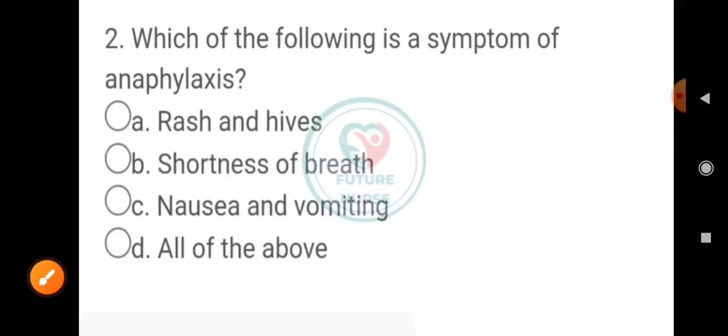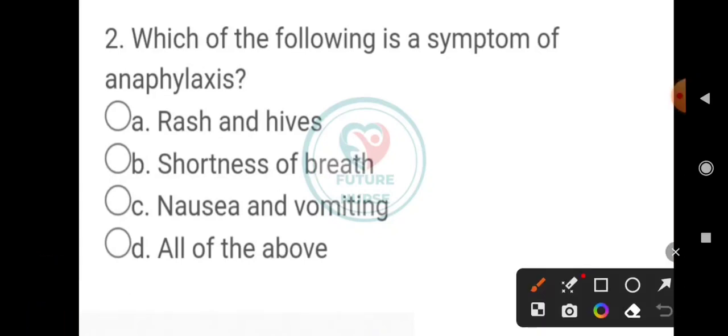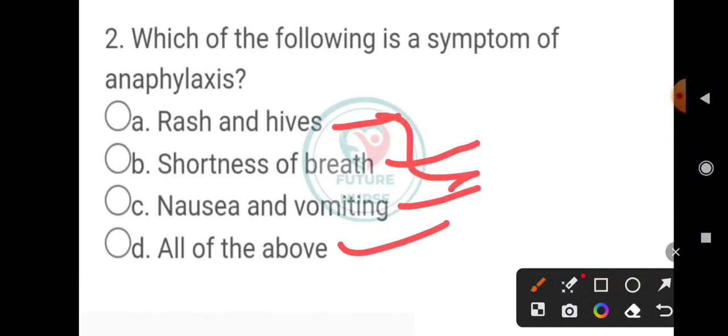Which of the following is a symptom of anaphylaxis? Rash and hives, shortness of breath, nausea and vomiting, all of the above. So, rash and hives, shortness of breath, nausea and vomiting, these are the three symptoms of anaphylaxis. So, the correct option is all of the above.